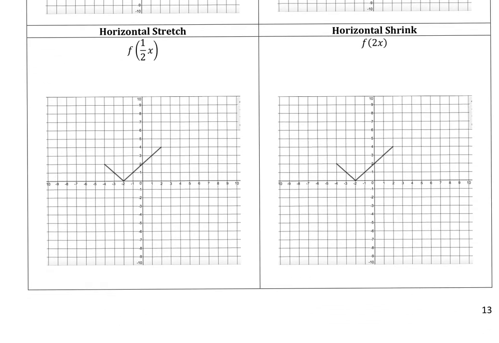Just like vertically, we can have a horizontal stretch or a horizontal shrink, but notice that it's the opposite here. I have a 1/2 on the inside. That value is between 0 and 1, and that 1/2 is actually going to have a horizontal stretch, whereas this 2 is going to have a horizontal shrink. So it does the opposite of what the vertical stretches did. When your value is between 0 and 1, you're going to have a stretch. If your value is greater than 1, you're going to have a shrink.